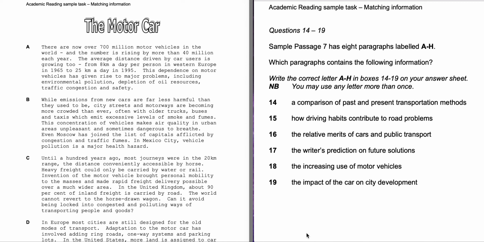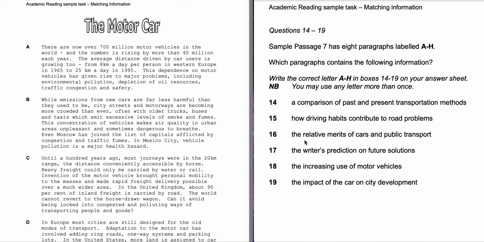Hello, we're going to proceed with academic reading sample task. On the left hand side we have a text called "A Motor Car". On the right hand side we have a task, academic reading sample task, matching information, questions 14 to 19. Sample passage 7 has 8 paragraphs, labeled from A to H.